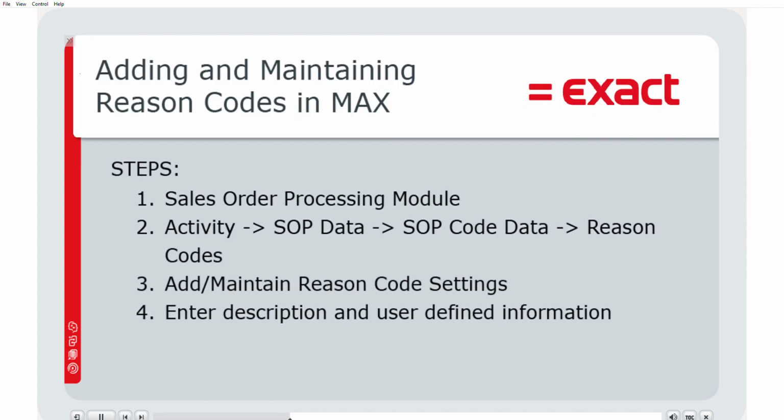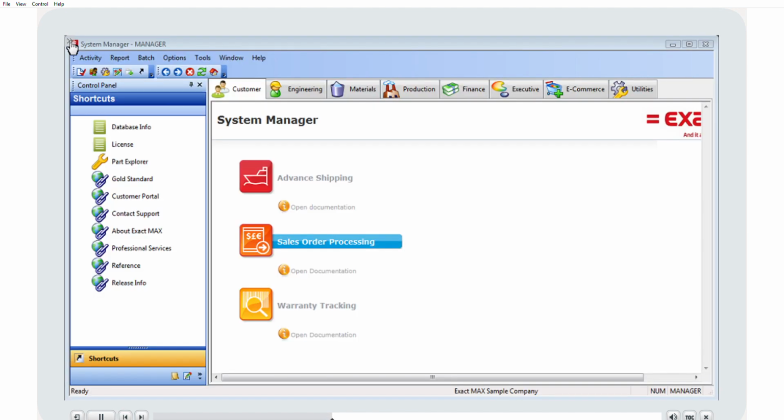These are the steps we'll go through to create reason codes. First, we'll go to the Sales Order Processing module, the Activity tab, SOP Data, SOP Code Data, and Reason Codes. There we'll create the settings to add and maintain the reason codes, and we'll enter description and user-defined information. Reason codes are added and maintained in the Sales Order Processing module.